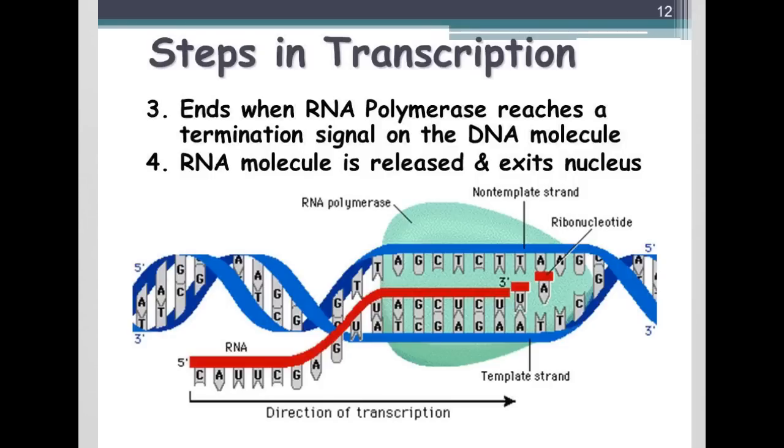So that's initiation and elongation, and this is now termination. Transcription ends when the RNA polymerase reaches what is considered a termination signal on the DNA molecule. And then the RNA molecule, which is shown here in red, is then released and will ultimately exit the nucleus.